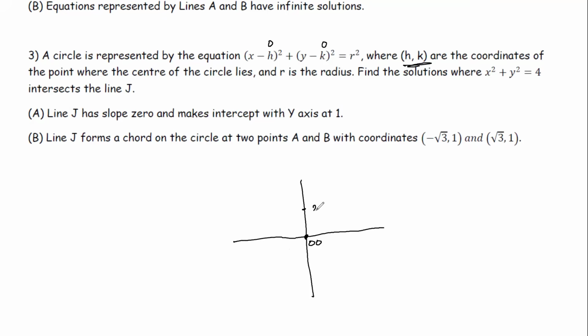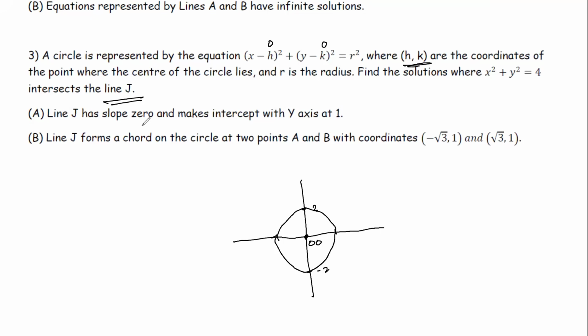So if this is my 2, then I have a circle which approximately cuts through all these points at a distance of 2. So find the solution where x squared plus y squared equal to 4 intersects the line J. So I need to know what line J is. And once I get the line J, then I have to find out the solutions, which is nothing but the values of x. So line J has slope 0. That means it's a line which is parallel to the x-axis.